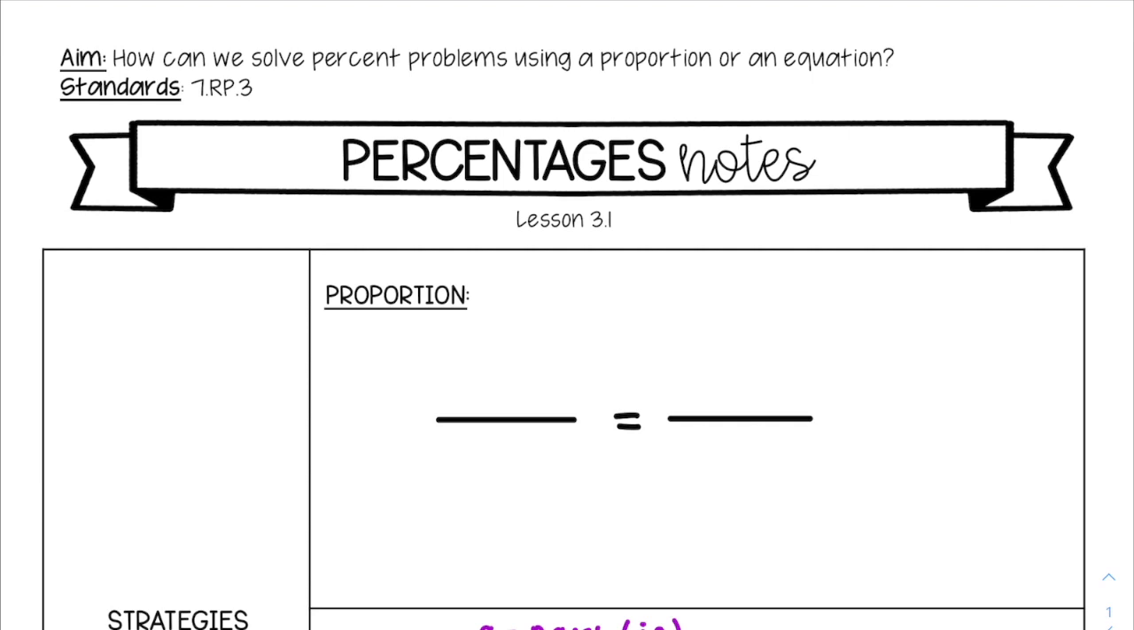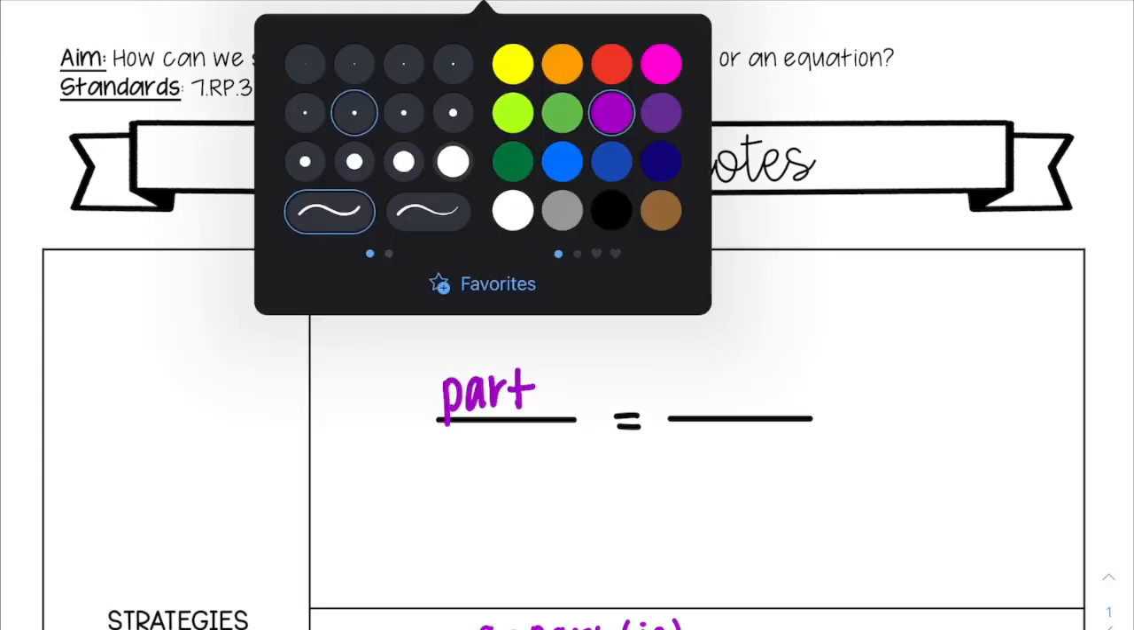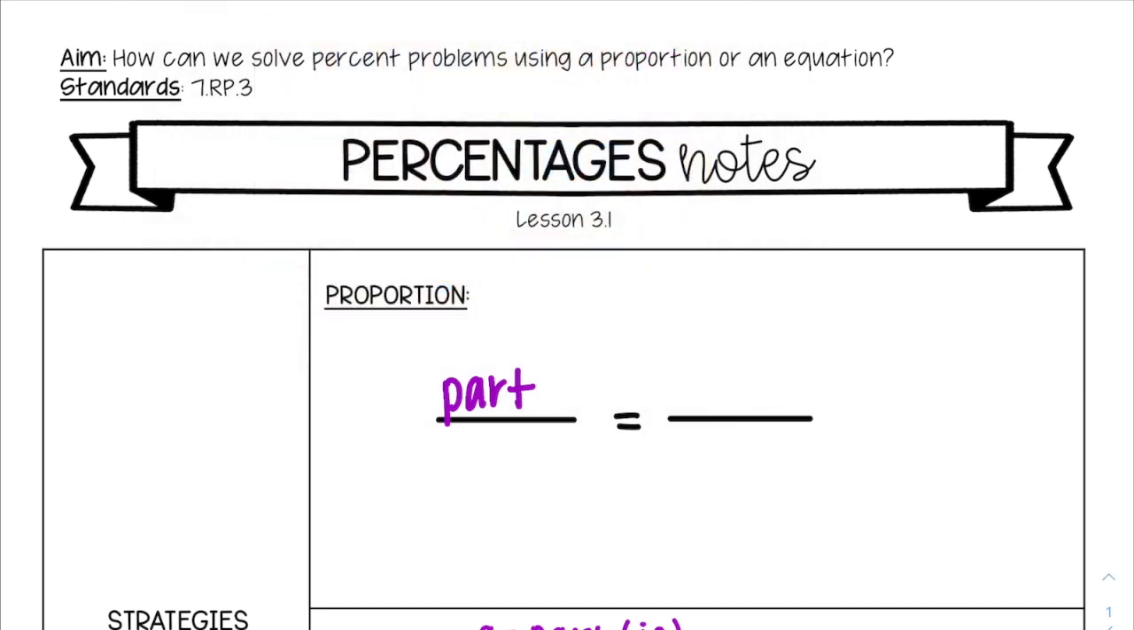I'm going to go over with you how to write and solve with proportions and equations for percents. And you might have heard of this and done this in 6th grade or maybe even earlier, depending on your teacher in the school. So when you have a proportion and you're trying to solve for percent, you have to think about your fraction. You have a part and a whole. So the part is going to be your numerator for one of your fractions, and then your denominator is going to be the whole. You're finding a piece of the entire thing.